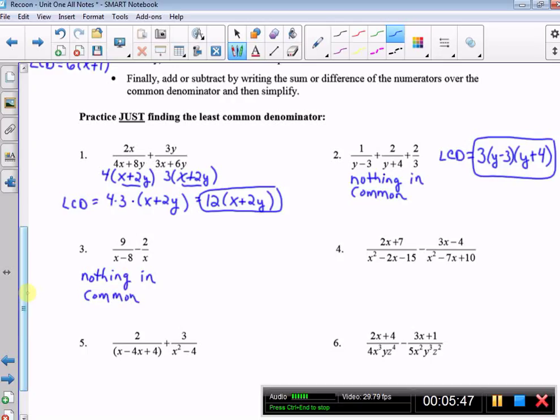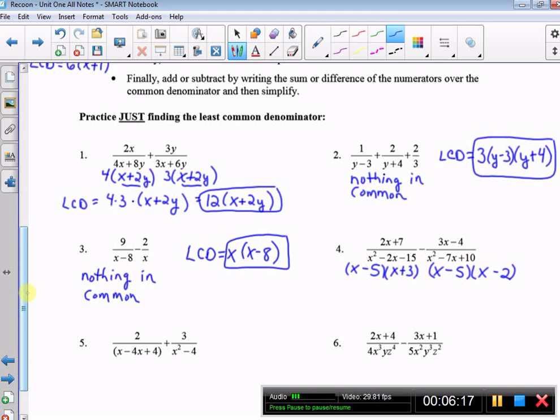So the LCD is x times x minus 8. On number 4, again I can't tell unless I factor, so two numbers that multiply to negative 15 and add to negative 2. So let's see, negative 5 and plus 3. And two numbers that multiply to 10 and add to negative 7. So that would be negative 5 and negative 2.